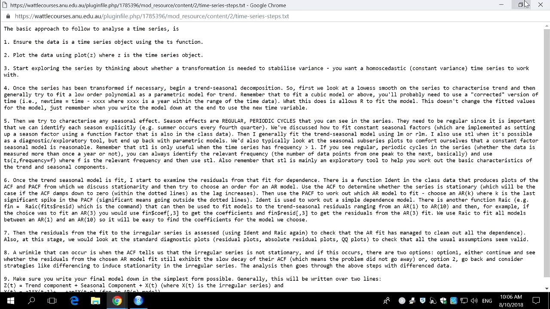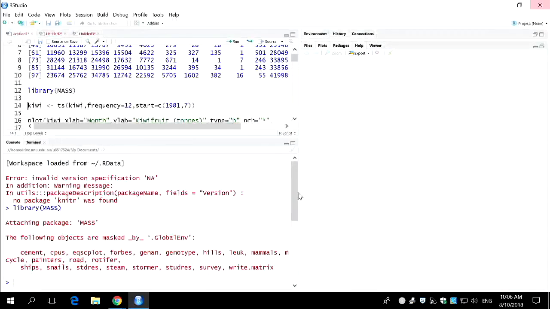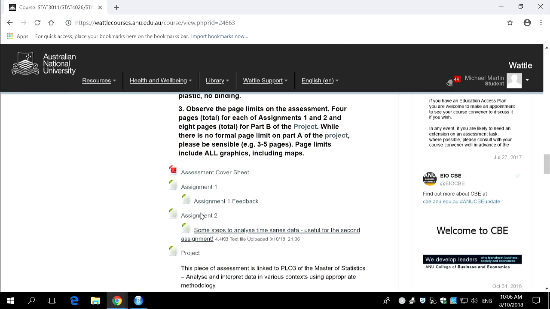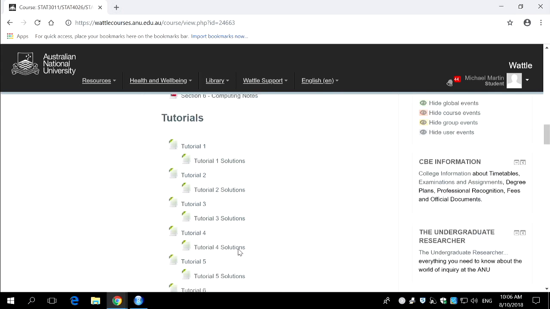I put that up on Wattle, so I'll show you where that is. It's with the assignment, right under the assignment itself. So if you didn't get those steps at the last lecture or you wanted to read through them again, they are right there. Hopefully that'll help people with the steps.